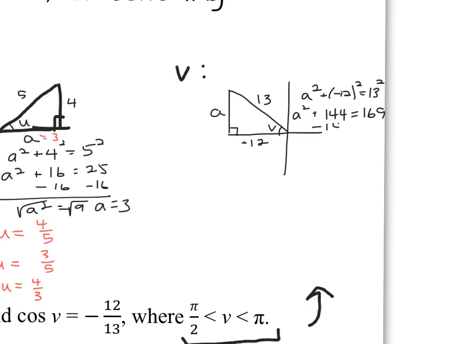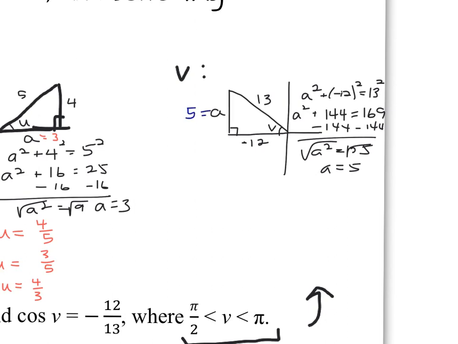If we move 144 over, there we go. Let's fix that. All right, so minus 144. We get a squared equals 25, and when we take the square root, a will equal 5. Now counting up on the y-axis in quadrant 2, it's fair to say that a is positive 5.